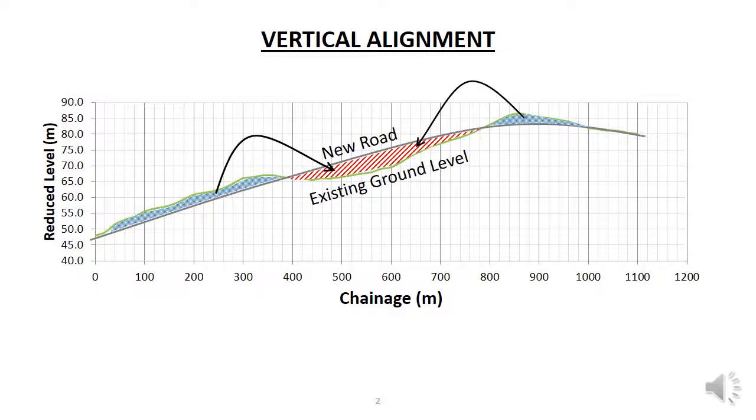This long section shows a new road, which is shown in grey. This has been constructed over an existing area, which is shown as the green line. You'll recall that a long section is a view of a road looking from the side. It's as if you chop the road in half along the centre line.